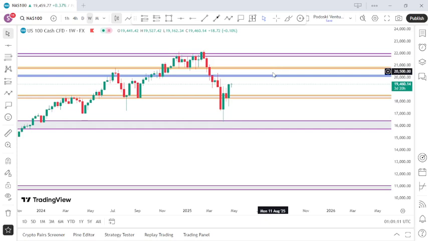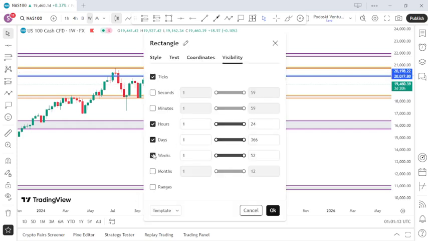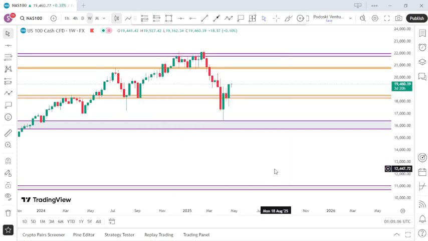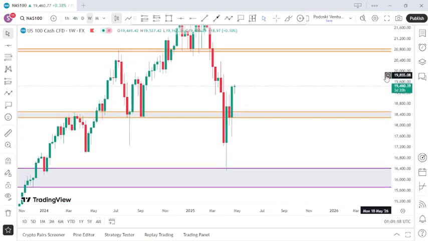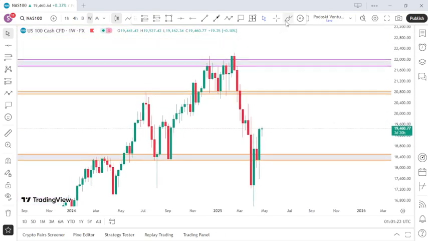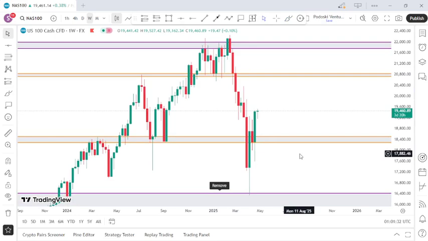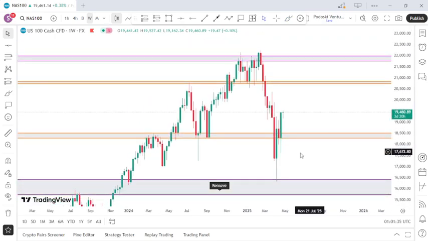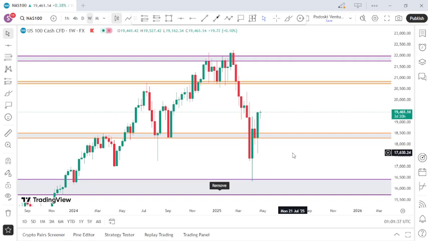Okay, so here we are on the weekly. I have my weekly upper zone here, my weekly lower zone, and on the weekly time frame, like we saw on the monthly, we are in an uptrend. So we see the exact same structure on the weekly. But let's go to the daily and explain it better.